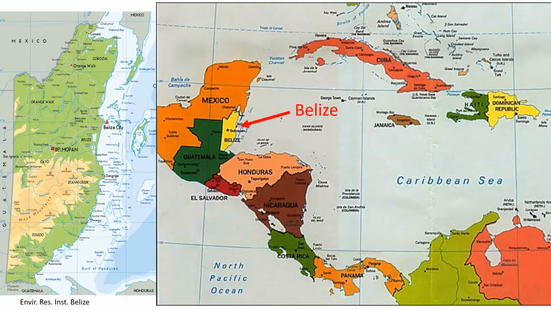You see it shown by the red arrow, and there's a map of Belize on the left. Just to give you an idea of the dimensions, Belize is about 290 kilometers long, 180 miles. And the really wonderful thing about Belize for the naturalist is that there is so much unspoiled natural habitat there.